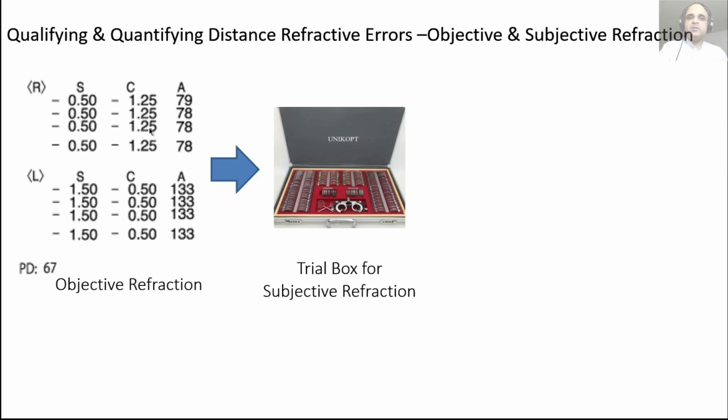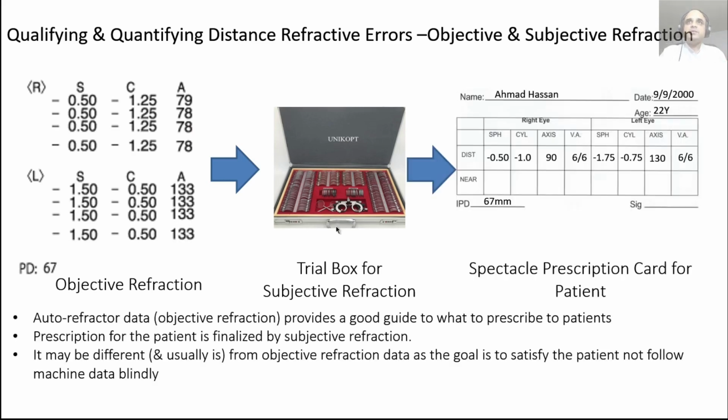Remember, this objective refraction is not accurate 100% of the time. So maybe in 8 out of 10 patients it is accurate, but in the 2 it's not, so you don't want to be a statistic. Do a subjective refraction, and this subjective refraction allows the person doing the refraction to create this spectacle prescription card for the patient, and the patient takes this to the optician. And as you can see, there is a little bit of difference between what the objective refraction was and what the prescription is, because this prescription is based on subjective refraction, what the patient actually preferred or liked.